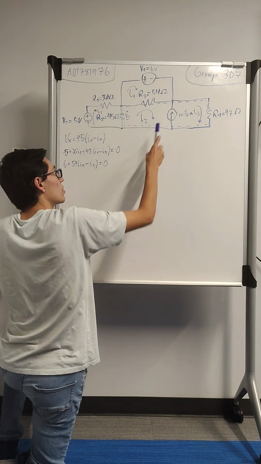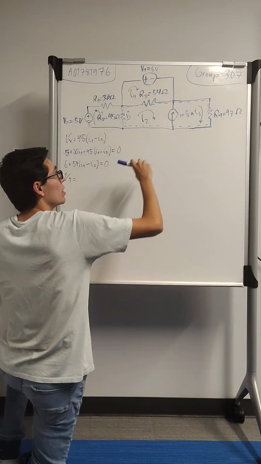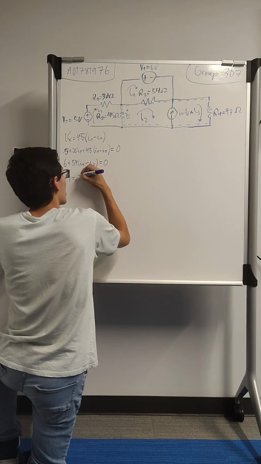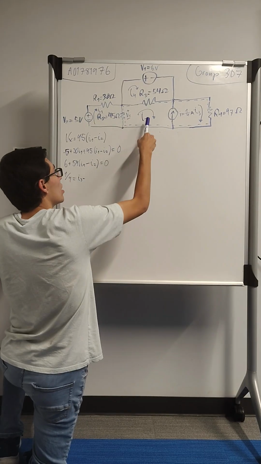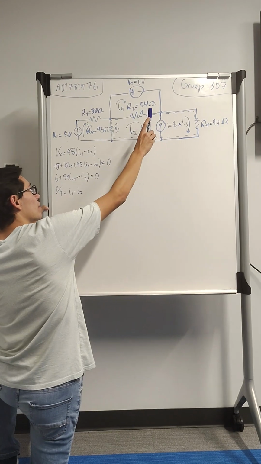Then we have this current source, so we have 1/4 of an amp, which will equal the current going outside in the positive direction, so I3, minus I2 because it's going in the opposite direction. Finally, we're going to find the supermesh.